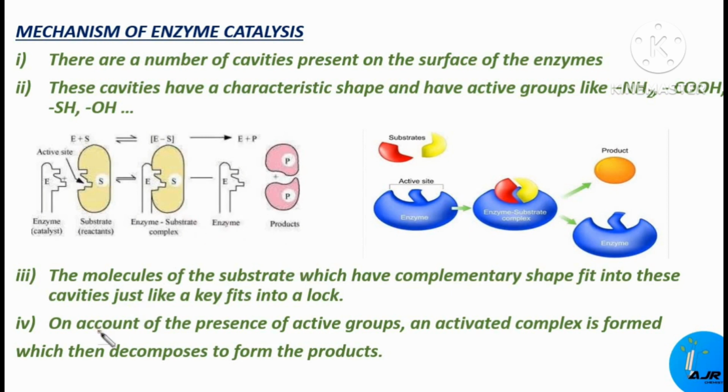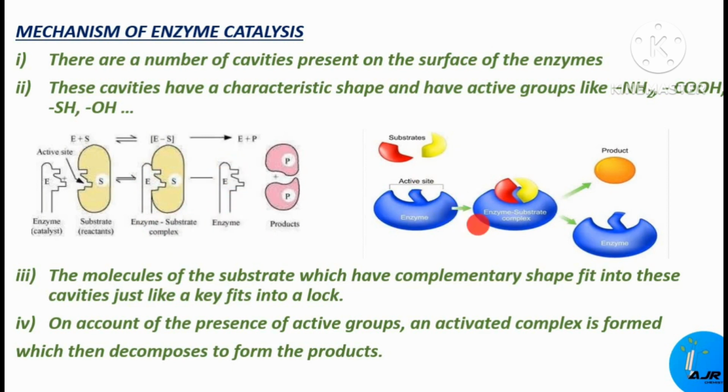Understood? Right. Now, on account of the presence of the active groups, an activated complex is formed, which then decomposes to form the products. See here, an activated complex is formed due to the presence of the active groups. So already we have some active groups like NH2, COOH, SH, OH. All these active groups are present in the enzyme's active sites, right? That's why it's called the active site. Now, since the substrate is getting fit into the enzyme, it forms a complex. Which then decomposes to form the products. Afterwards, in the third step, the enzyme gives out the products. And finally, the enzyme is free now, right? So this is what is happening.